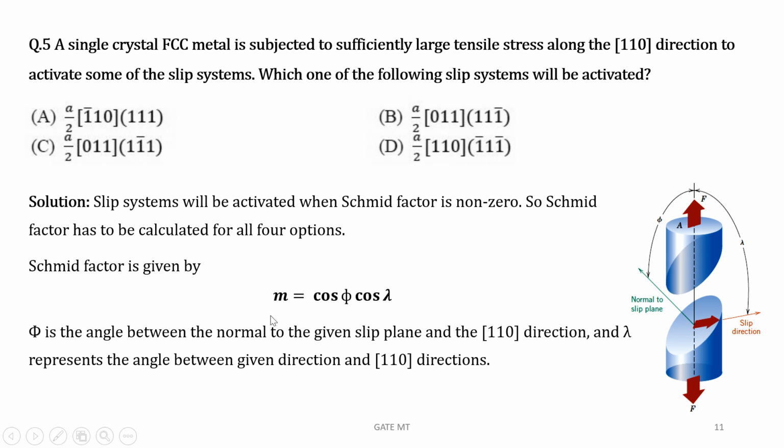So now we have to calculate the value m for each of these four options. So how do we do that? First, we need to find out how to find the normal to a given slip plane. The normal to a given slip plane is actually that particular direction. Suppose we want the normal to a plane 111, that will be the direction 111. That is like a shortcut that we use. Suppose you want to find the normal to say 1 bar 1 bar, it will be the direction 1 bar 1 bar. So is that clear till now? Okay, I hope it's clear.